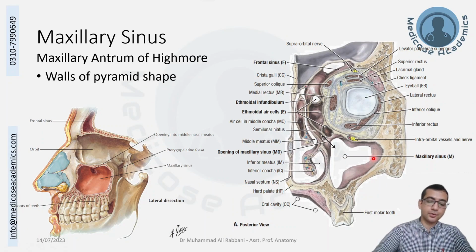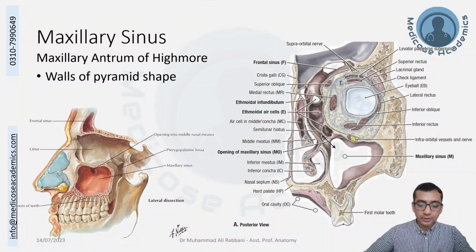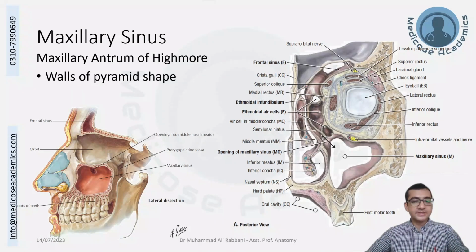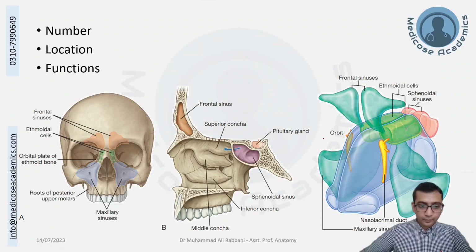The maxillary sinus, also known as the maxillary antrum of Highmore, is present on each side of the nasal cavities. It is pyramidal in shape. Let me go back a slide. There is a little better presentation of the slide. So it is present in the maxillary bone. It is present below the orbit. It is present lateral to the nose, and it sometimes goes all the way inside the zygomatic bone too.